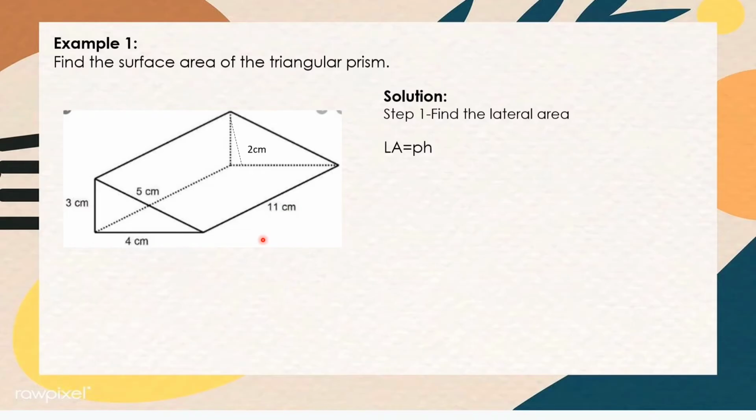From your past lesson, you have learned that to get the perimeter, we have to add all the sides of the given figure, and that is 3 plus 4 plus 5, and then multiply by the height, which is 11 centimeters. So first, let us add 3 plus 5 plus 4. So we have here 12 multiplied by 11. So the lateral area will be 132 square centimeters.